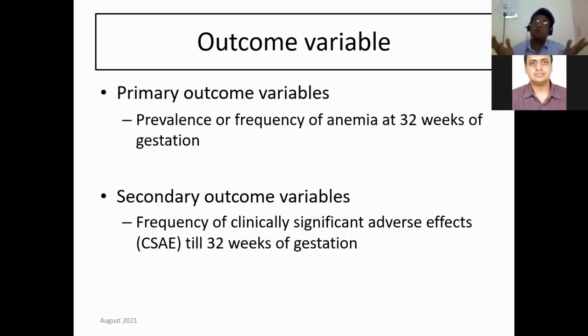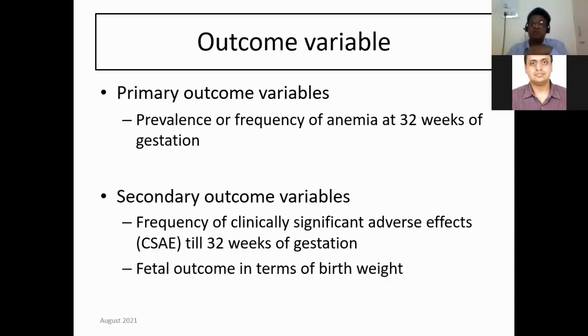The secondary outcome variables can be multiple, like, for example, frequency of clinically significant adverse effects. I can say fetal outcome in terms of birth weight. I follow up these patients. I see how these babies are born. So I can determine the fetal outcome in terms of birth weight.